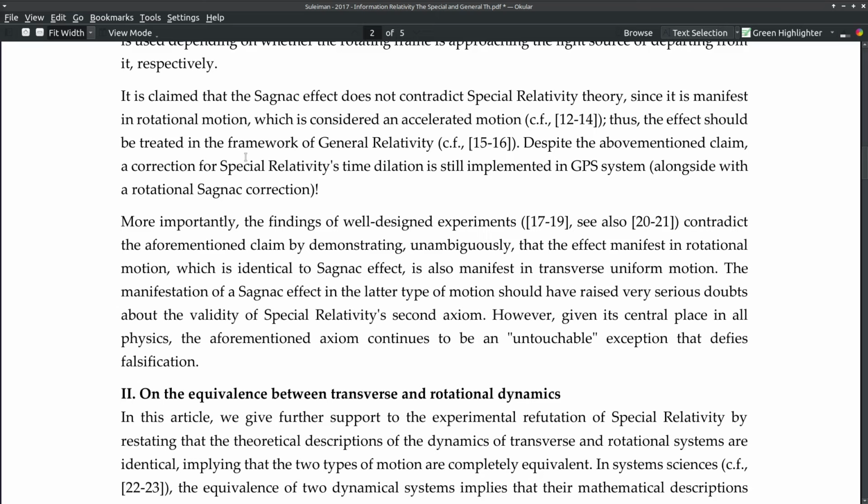Despite the above-mentioned claim, a correction for special relativity's time dilation is still implemented in the GPS system, alongside a rotational Sagnac correction. More importantly, the findings of well-designed experiments contradict the aforementioned claim by demonstrating unambiguously that the effect manifest in rotational motion, which is identical to the Sagnac effect, is also manifest in transverse uniform motion. The manifestation of a Sagnac effect in the latter type of motion should have raised very serious doubts about the validity of special relativity's second axiom. However, given its central place in all physics, the aforementioned axiom continues to be a quote-unquote untouchable exception that defies falsification.